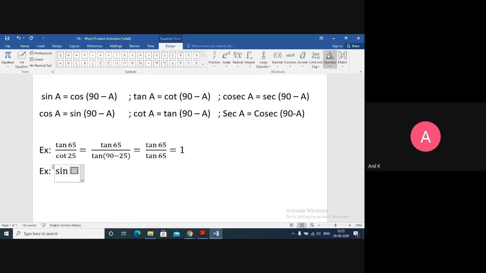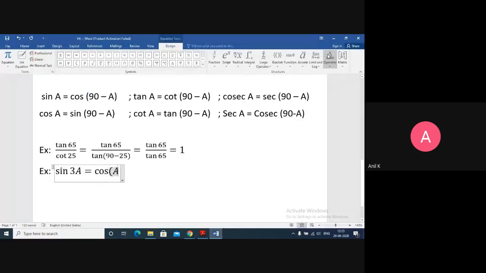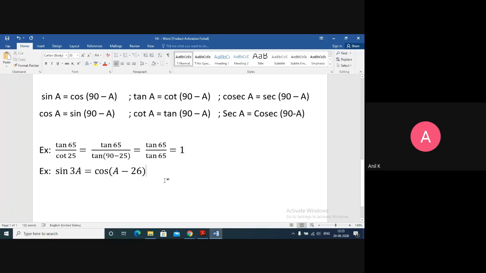You get sin 3a equals cos(a − 26) degrees, where 3a is an acute angle. Let's find the value of a. Okay, it's simple. See, the LHS is in terms of sine and the RHS is in terms of cos.